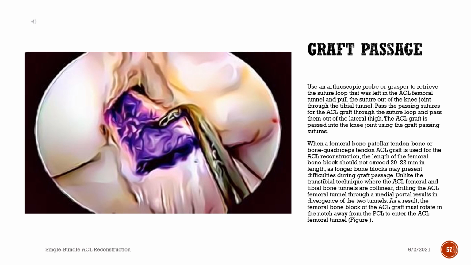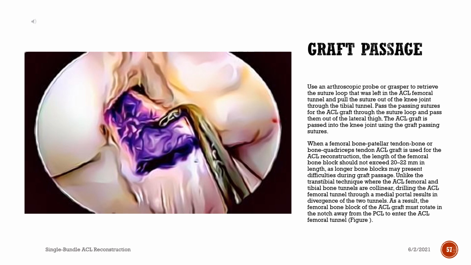When a femoral bone-patellar tendon-bone or bone-quadriceps tendon ACL graft is used for the ACL reconstruction, the length of the femoral bone block should not exceed 20 to 22 mm in length, as longer bone blocks may present difficulties during graft passage.